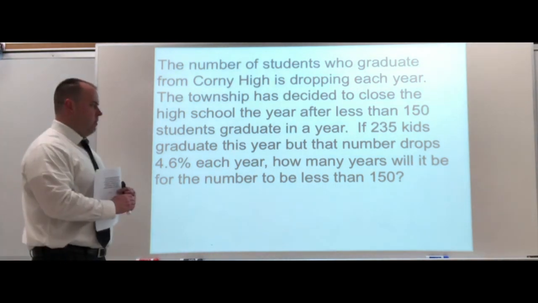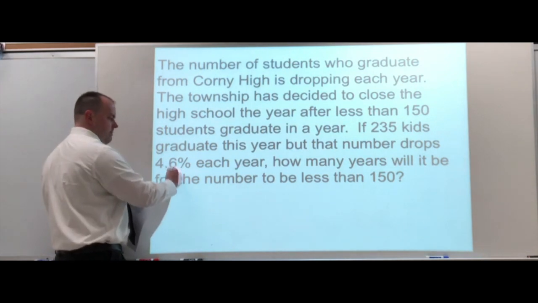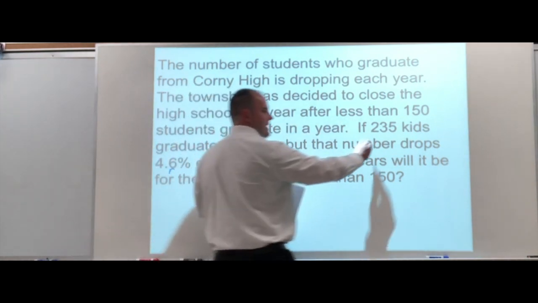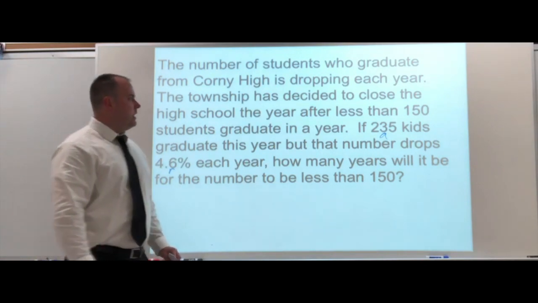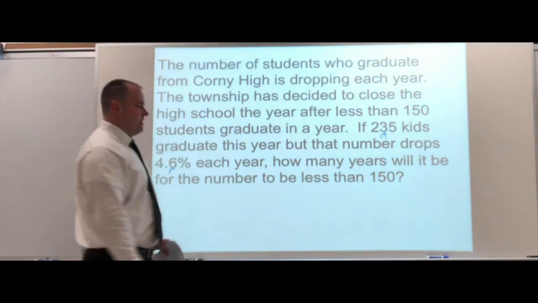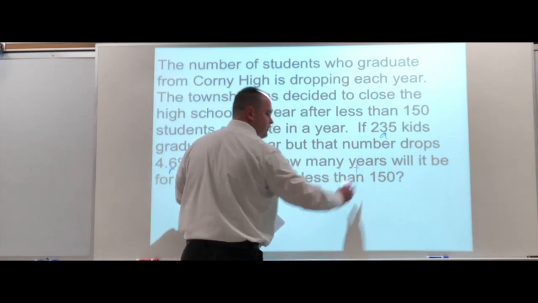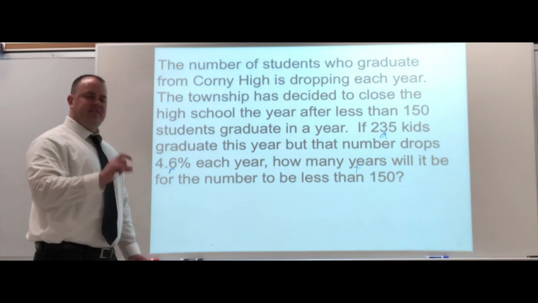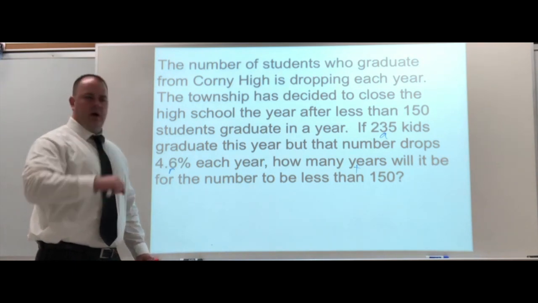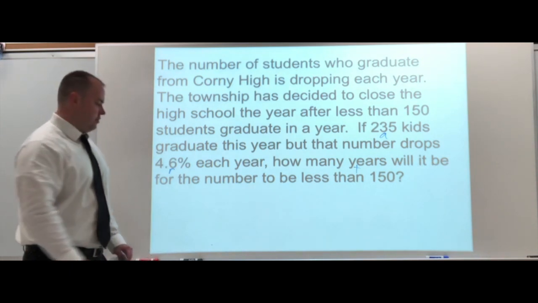Okay, so again, let's think about what they give us. Here's our rate. Right now, 235 kids are graduating. And we're looking for the time. Again, how many years? That's what we're looking for. That 150, that's what we want to see. What does T have to be for that number to be under 150? How many students are graduating?